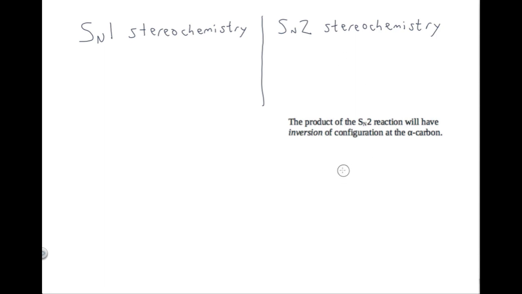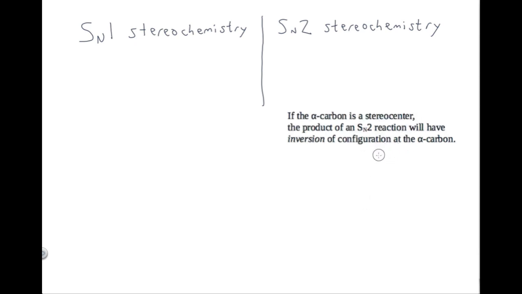The key fact is that the product of an SN2 reaction will have inversion of configuration at the alpha carbon. Here's a better way to put that. If the alpha carbon is a stereocenter, then SN2 will give us an inversion of configuration at the alpha carbon. Do you remember why this is?